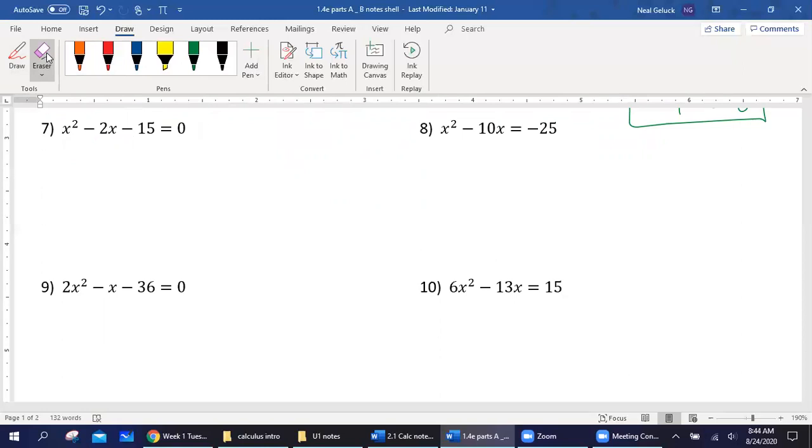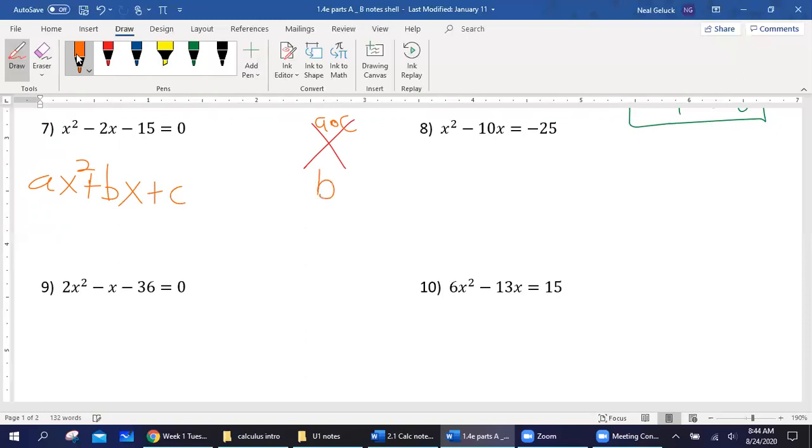This is what I call the X method. This is just a method I discovered. I like it. You don't have to use it, but you draw a big X. On the top of your X is going to be your A number times your C number. Remember that the numbers go A, B, C in a quadratic. The bottom of your X is going to be your B number.